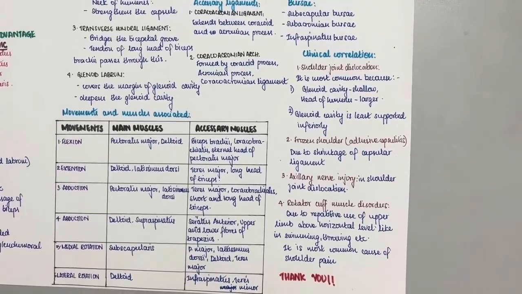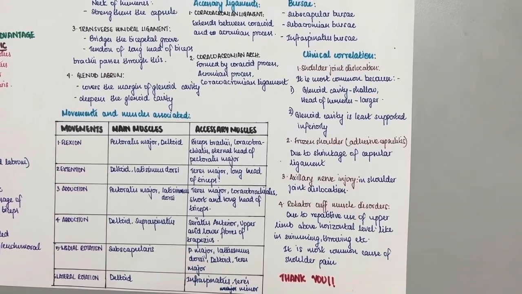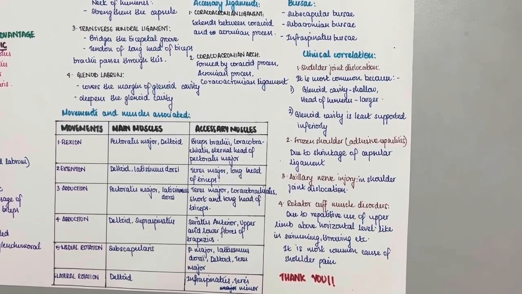So the last one is rotator cuff disorders. So we already said rotator cuff muscles are four, that is supraspinatus, infraspinatus, teres minor, and subscapularis. These four muscles provide so much stability to the shoulder joint. These muscles are injured when there is repetitive use of the shoulder joint above the horizontal level, that is in case of swimming, throwing, etc. This is the most common cause of shoulder pain.